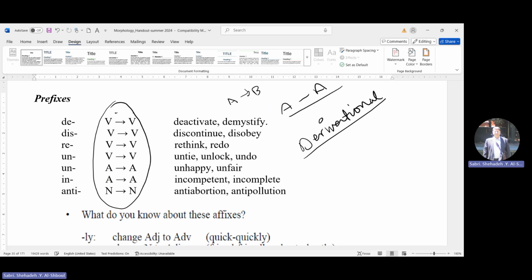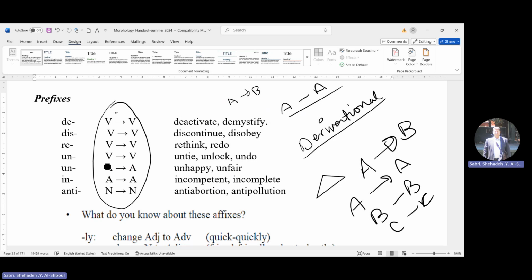And typically, when we call a change derivational, we mean that the change is, as we said, from A into B. But here, the example at hand is A into A, or B into B, C into C. Here we notice that there is no change. How come we call them derivational?